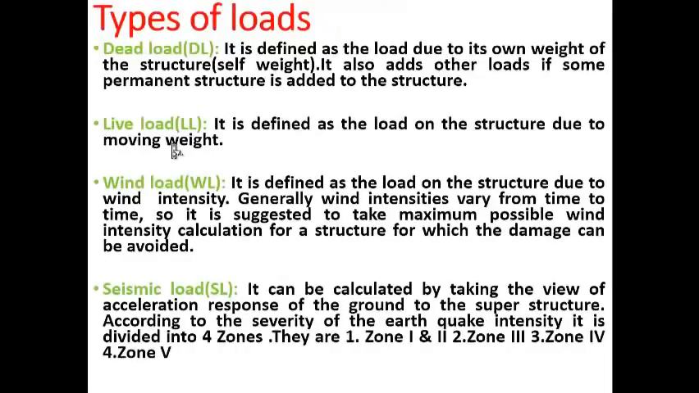Types of loads: dead load, live load, wind load, and seismic load. Dead load is defined as load due to its own weight of the structure. Live load is defined as load on the structure due to moving weight. Wind load is defined as a load on structure due to wind intensity. Seismic load: according to the acceleration response of the ground to the structure, our country is divided into five different earthquake zones. They are Zone 1, Zone 2, Zone 3, Zone 4, and Zone 5. My plan comes under Zone 2.